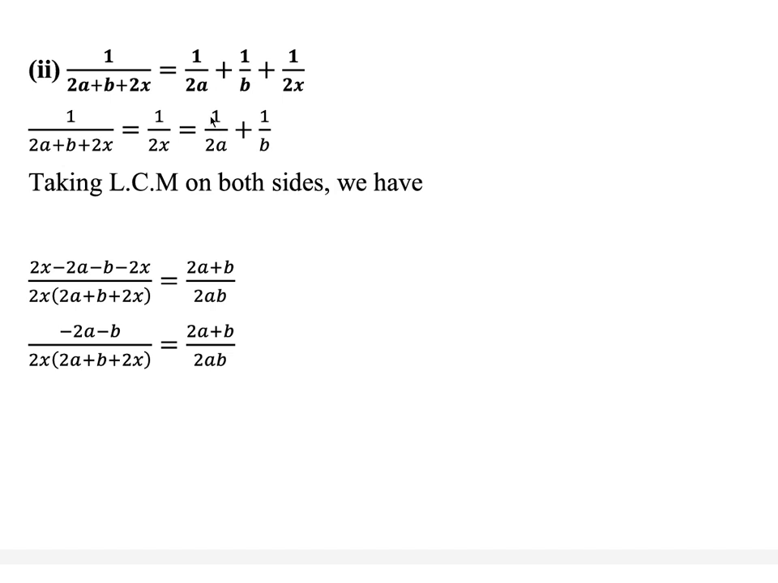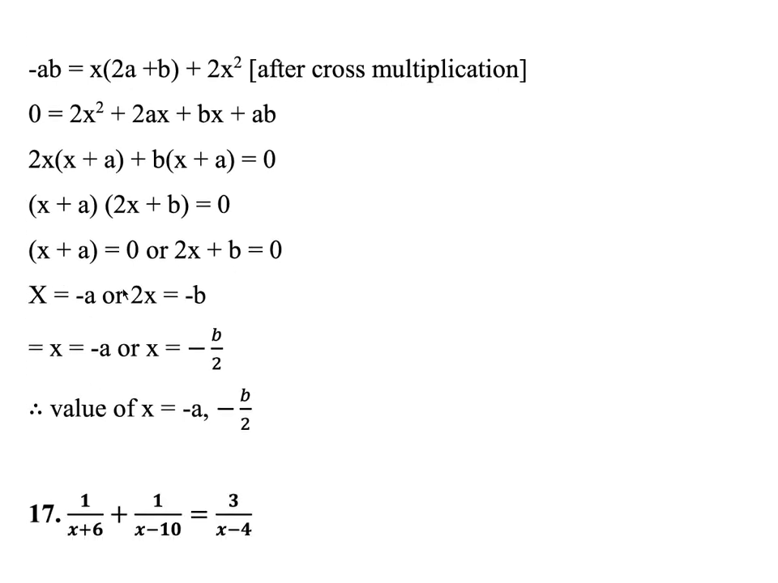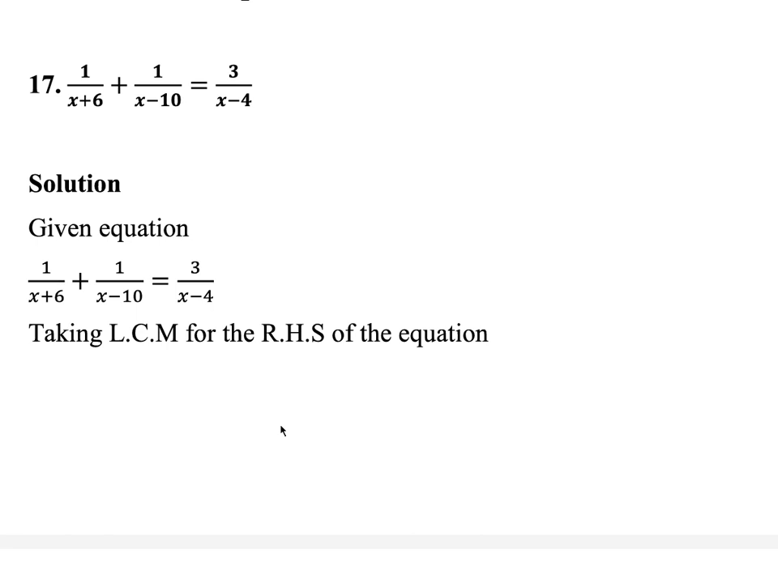Come to the next problem. 1 divided by (2a plus b plus 2x) is equal to 1 by 2a plus 1 by b plus 1 by 2x. So doing the same way, taking LCM on both the sides, we have the figure like this. After that, a cross multiplication, you will get (x plus a)(2x plus b) equal to 0. If x plus a is equal to 0, the value of x will be minus a, and if 2x plus b is equal to 0, the value of x will be minus b by 2. So values of x are minus a and minus b by 2.